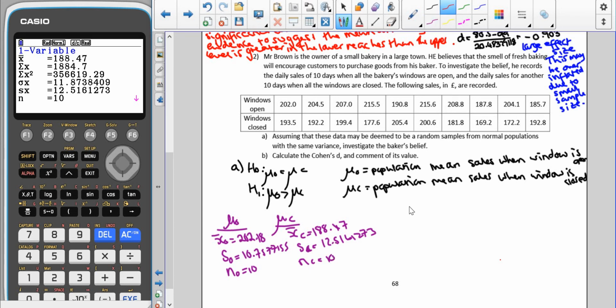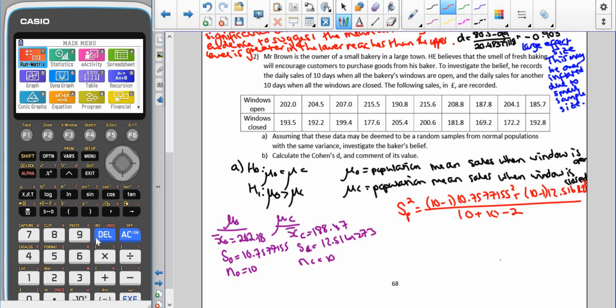So remember, for the 2 sample t, we start off by doing SP squared, which is n minus 1 times the standard deviation squared, plus n minus 1 times the other standard deviation squared, divided by the number of pieces of data in the first group plus the number of pieces of data in the second group minus 2.